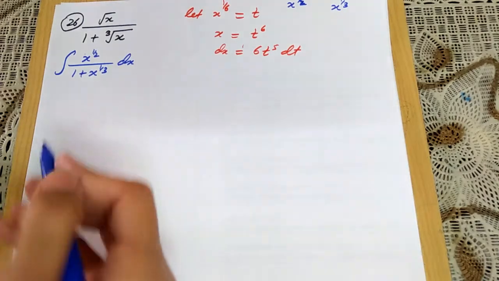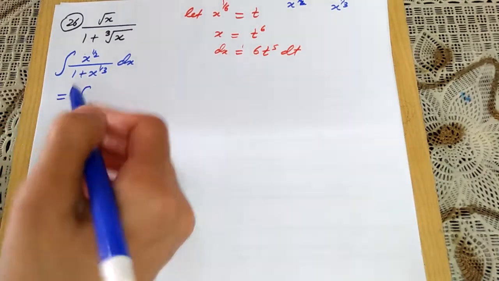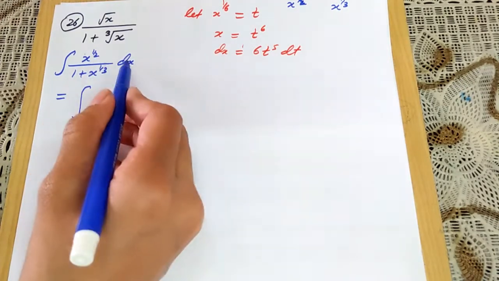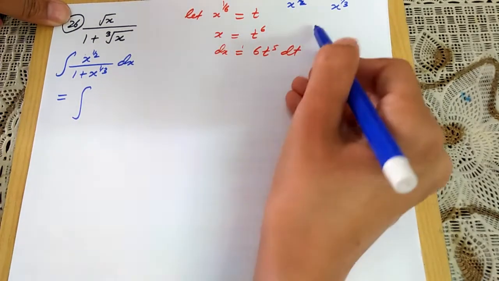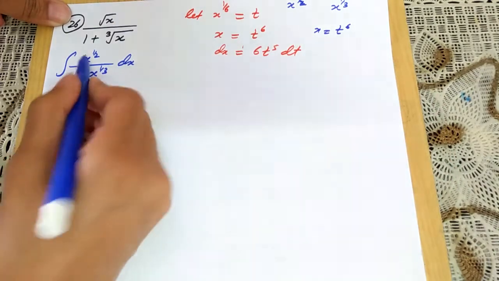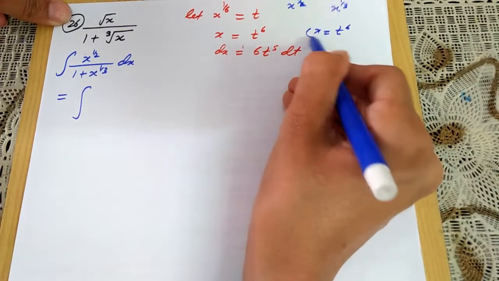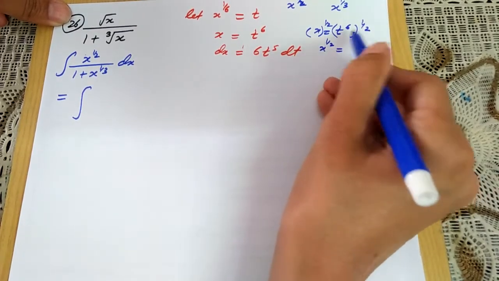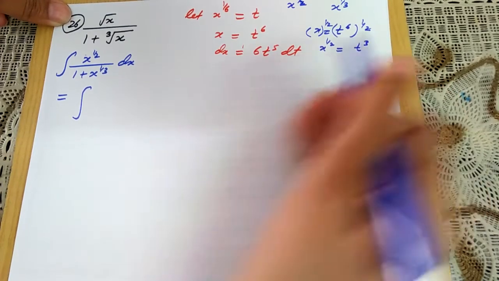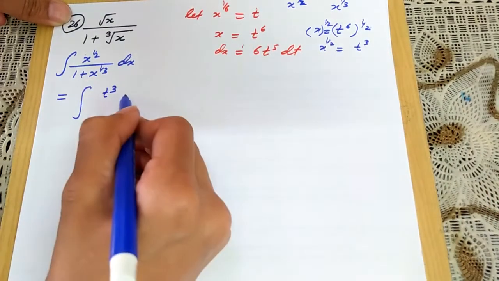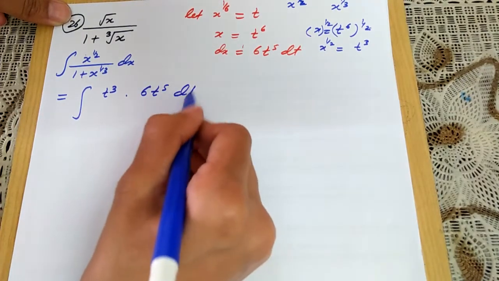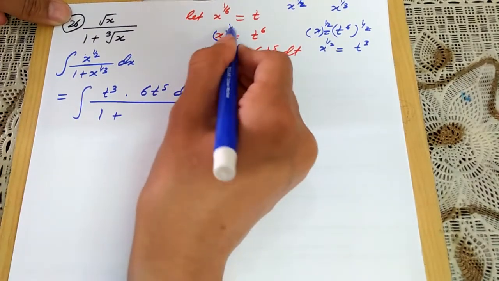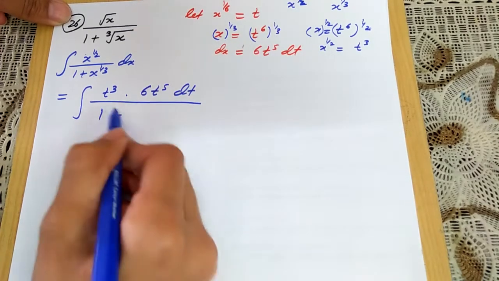We will get, now we have here x raised to power 1 by 2 dx. We have here x is equal to t raised to power 6. I need here x raised to power 1 by 2, so taking 1 by 2 power on both sides, x raised to power 1 by 2 is equal to t cube. So write here t cube, and in place of dx write 6t^5 dt divided by 1 plus x raised to power 1 by 3. X raised to power 1 by 3 will give me t raised to power 2.